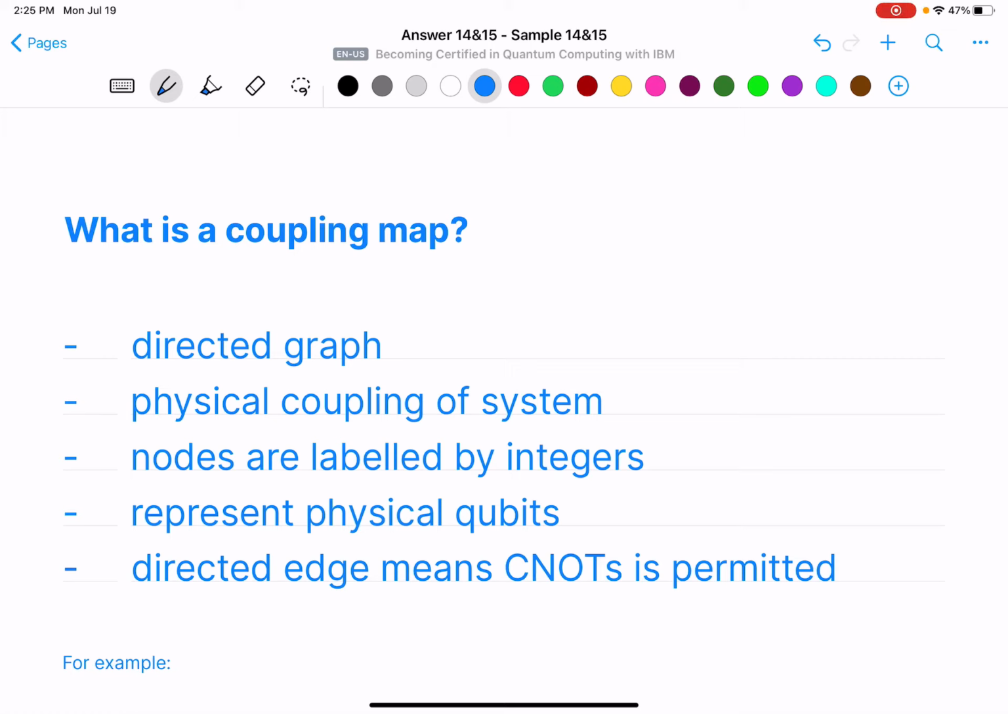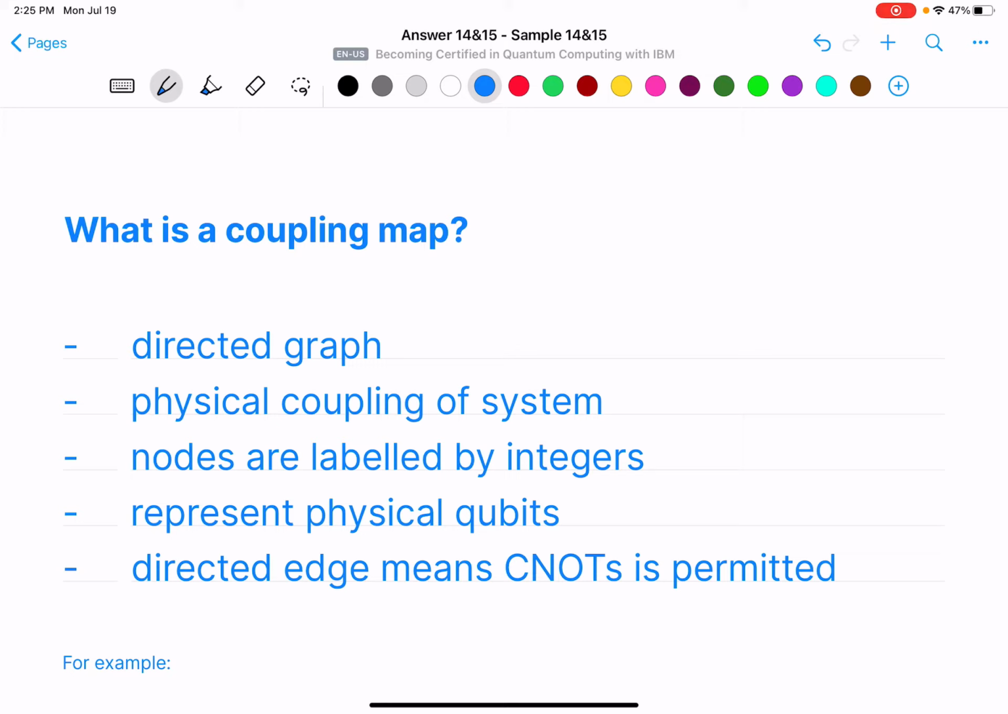Alright, let's answer question 14 and 15 together, since they are about the same topic, coupling maps. So, what is a coupling map? I was really confused when I first looked up this question. But eventually I learned what it was, so I'll tell it to you quick.